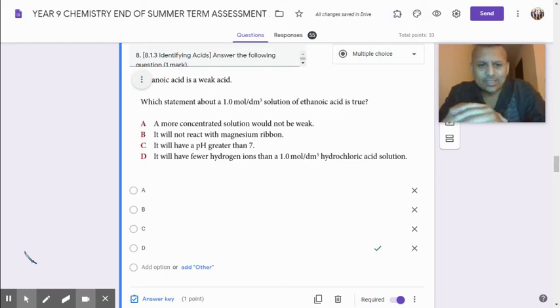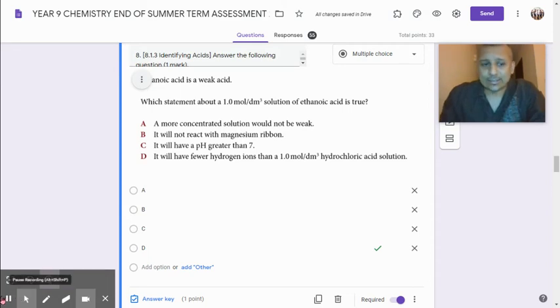So the final answer is the correct answer. It will have fewer hydrogen ions than a 1 molar, 1 mole per decimetre cubed, hydrochloric acid solution. That's absolutely correct because hydrochloric acid is a strong acid, so the extent of dissociation, the way in which that splits up, is far greater within the solution. The concentration of the actual acid particles is the same, but it doesn't denote the actual concentration of the hydrogen ions that are in the solution. The number of hydrogen ions that you would expect in 1 molar ethanoic acid would be much lower because it is a weak acid, so the dissociation doesn't take place to that extent. So D is the correct answer.